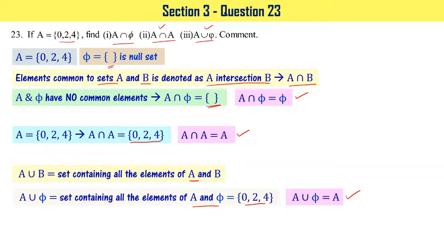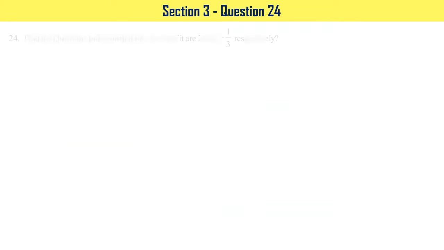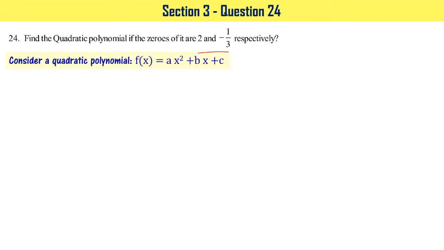Now let's go to the next question. That is question number 24. Find the quadratic polynomial if the zeros of it are 2 and minus 1 by 3 respectively. You are given two zeros of the quadratic polynomial and you are asked to find the quadratic polynomial. Let us consider a quadratic polynomial f of x equal to ax square plus bx plus c.